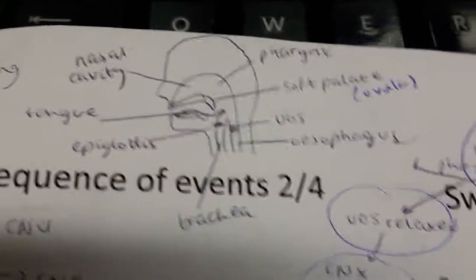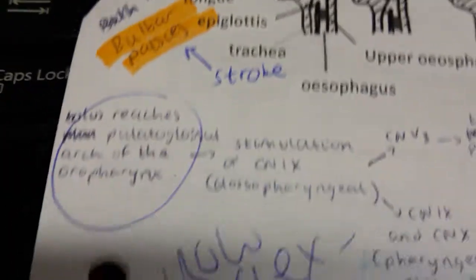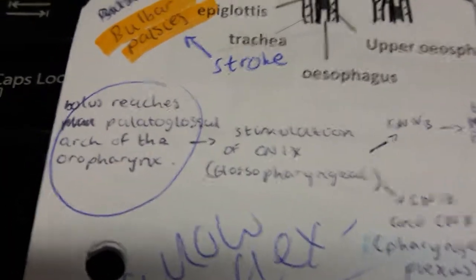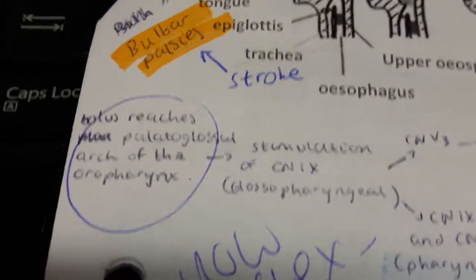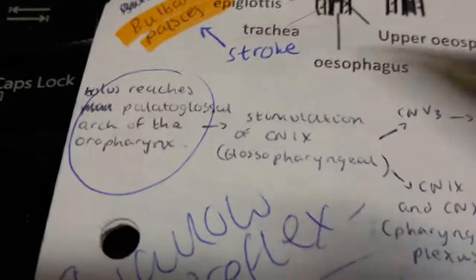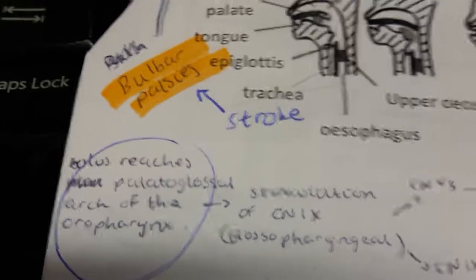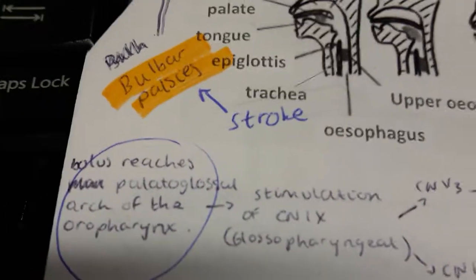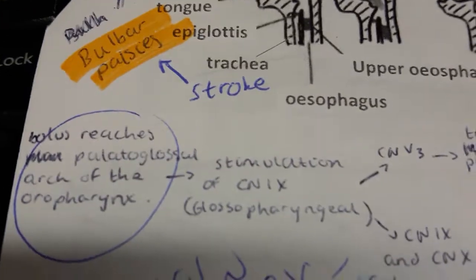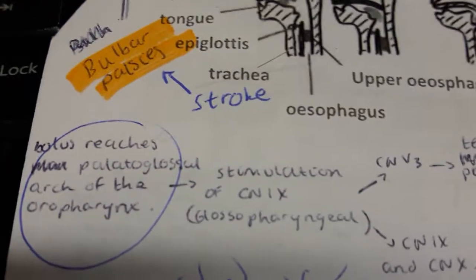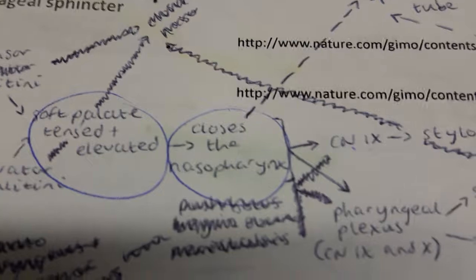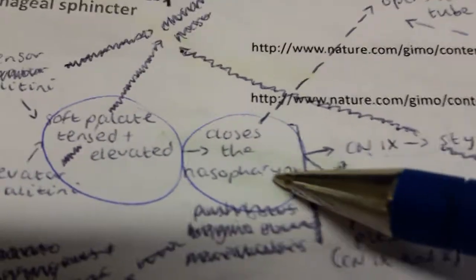Now let's have a look at the swallow reflex as a whole. So what happens overall? Well, the first thing that happens is the bolus of food reaches the palatoglossal arch of the oropharynx. So the food reaches the back of the mouth. The next thing that happens is to stop the food from going up into the nasopharynx. You close the nasopharynx.